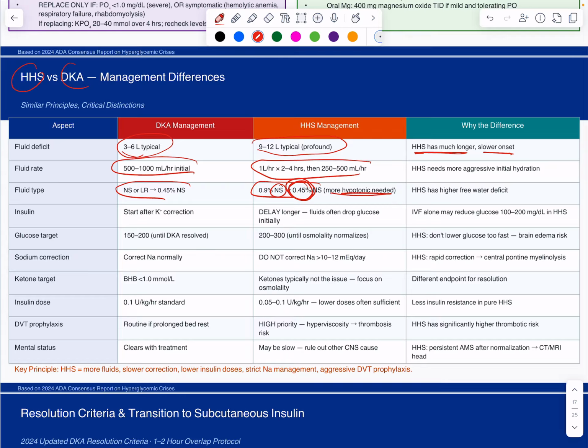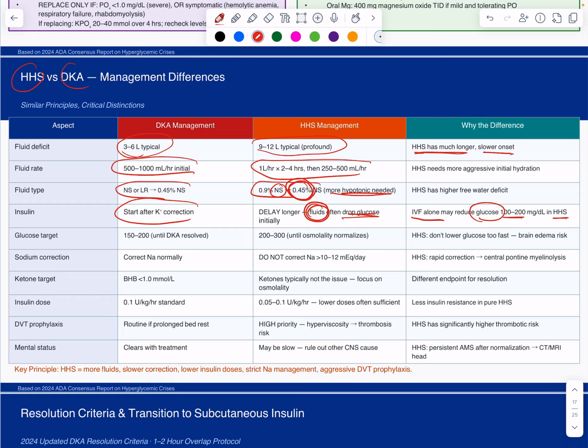Insulin is more necessary in DKA, but again, we only start after potassium correction. In HHS, sometimes if you give just fluid, that can drop the glucose without even needing to give insulin. In most cases, yes, you can give insulin, but give a lot of IV fluid and see how the glucose drops, because sometimes you can just avoid the insulin. So IV fluid alone may reduce the glucose 100 to 200 points in HHS.